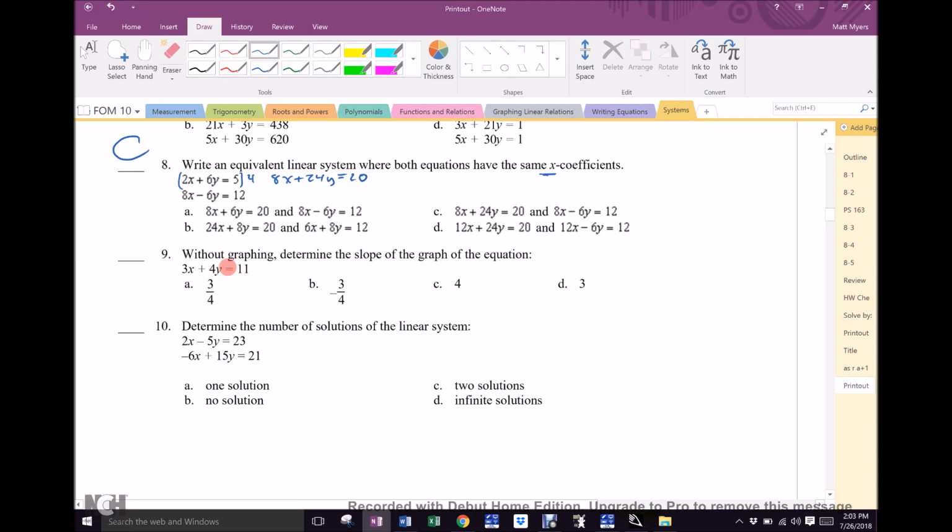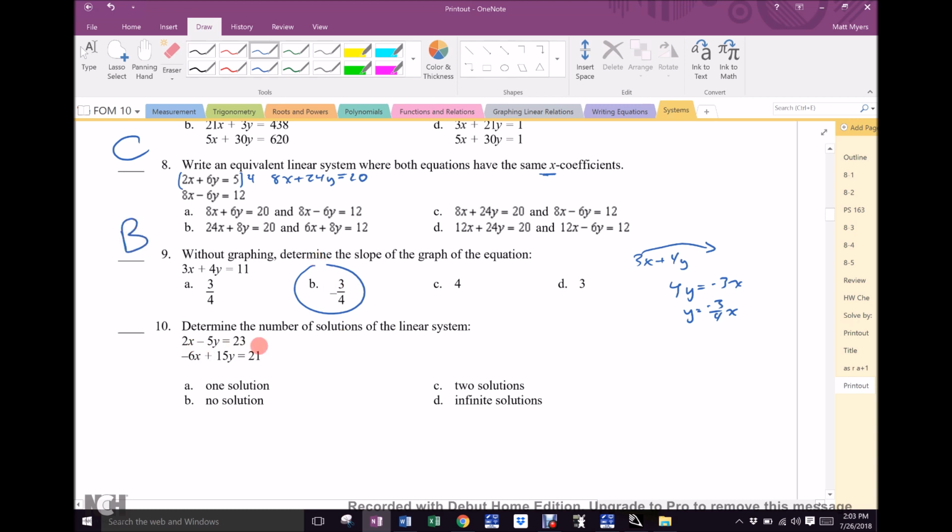C. Without graphing, what's the slope? Well, all you've got to do is 3x plus 4y, bring that over. 4y equals negative 3x. y equals negative 3/4 x. There's your slope, B.